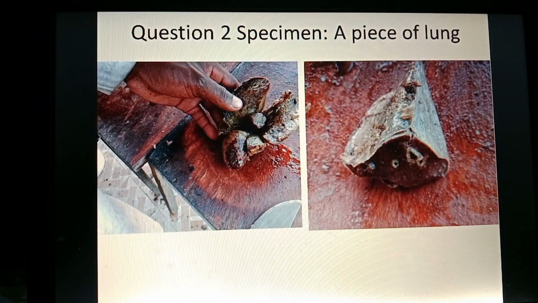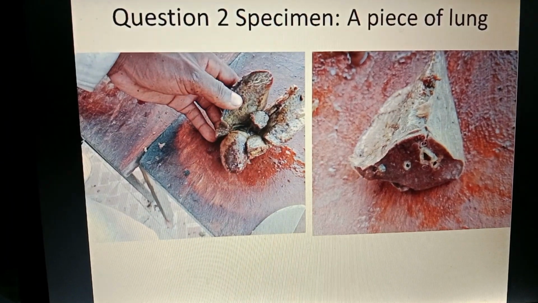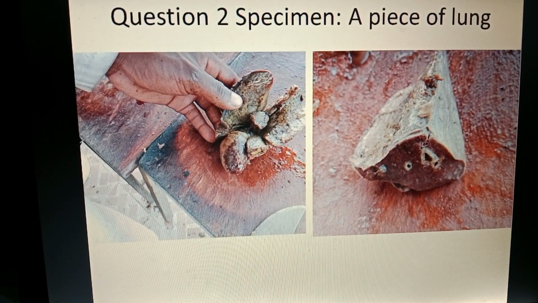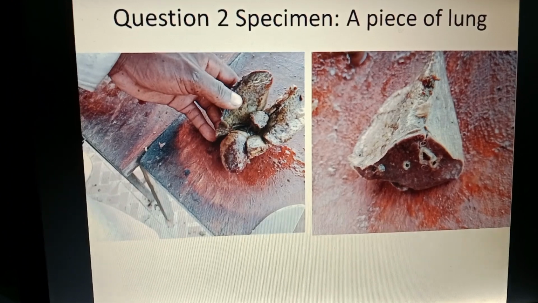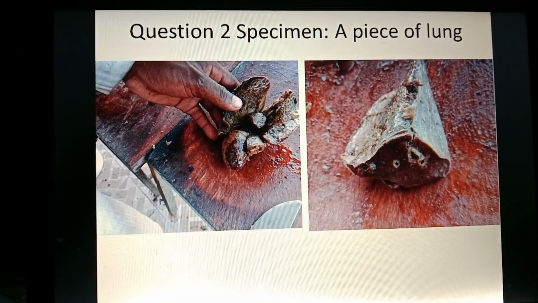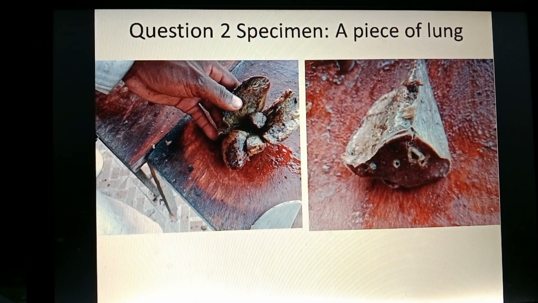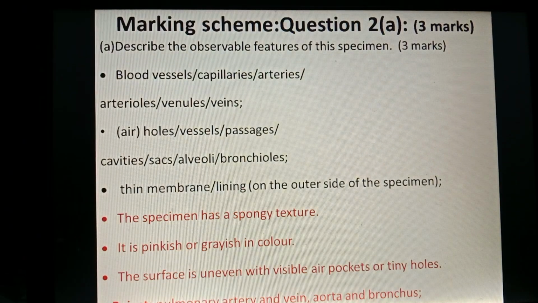For question 2, those are the specimens. You can see the piece of lung, and you can see the lungs on the other side. All right, there you are. Describe the observable features of this specimen.